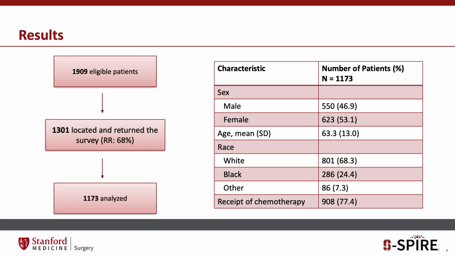We started with 1,900 eligible patients, and of those, 1,300 were located and returned the survey. That's a response rate of around 68%. A total of 1,100 patients were analyzed. Just over half of our respondents were female. The mean age was 63. 24% were Black, 68% were white, and 77% had undergone chemotherapy.